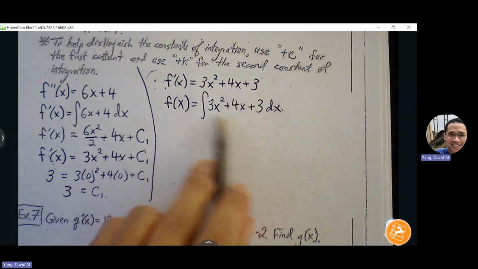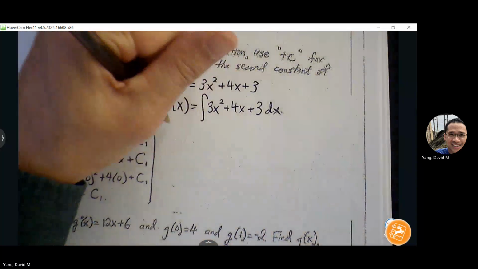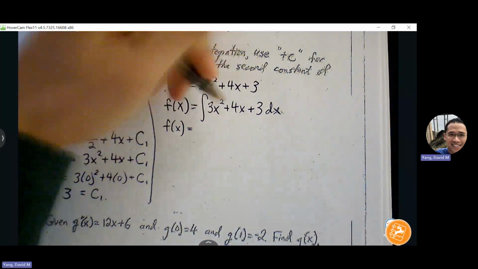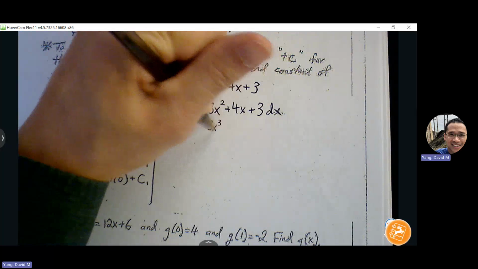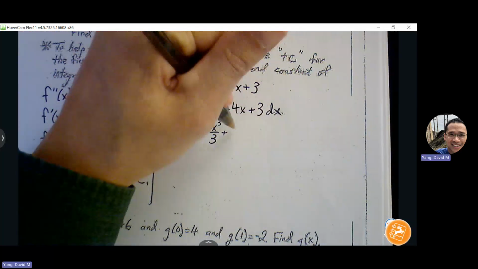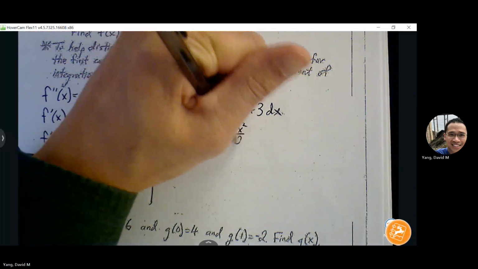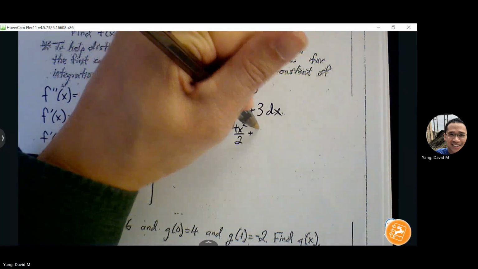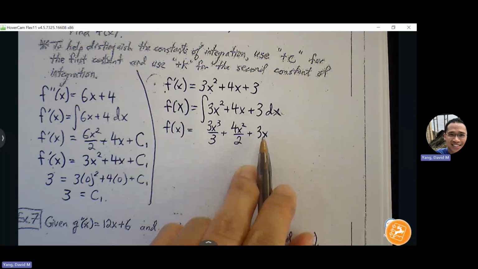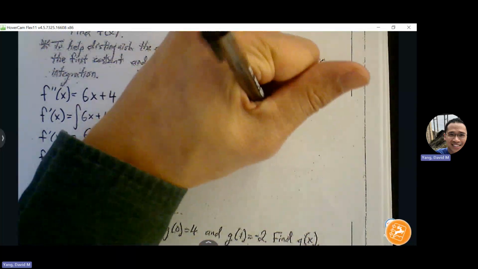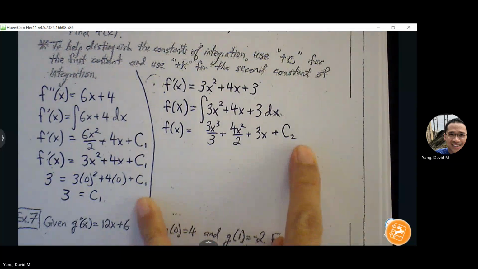Once we perform this action, the result will be at the function level. Okay, 3x squared becomes x cubed. 4x becomes 2x squared. Good. And then the 3 becomes 3x. Yep, every degree is going to rise by 1, even the constant. The constant is going to rise up to 1. And then there's another one that shows up, plus c. I'm going to call it c sub 2, because this is the second one that shows up.